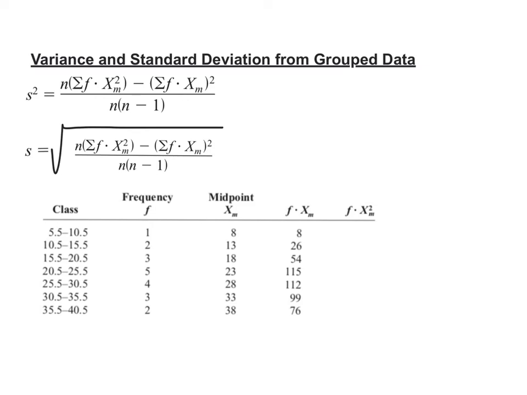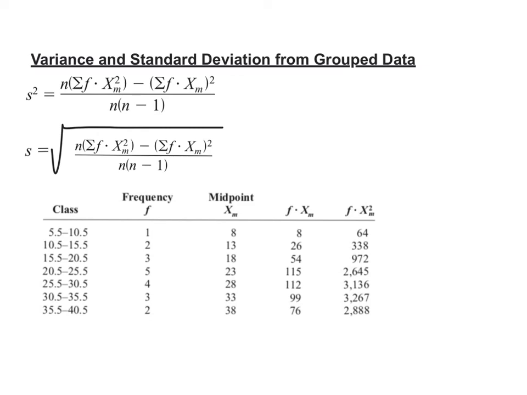64. Thank you. The midpoint is 8. Square it times 1. All right, the next one, 13 squared, which is what? 169 times 2. What's that? 338. And then you just keep going. In the interest of time, I'll provide those answers for you. So again, midpoint squared times the frequency.